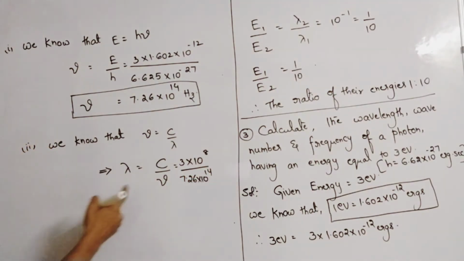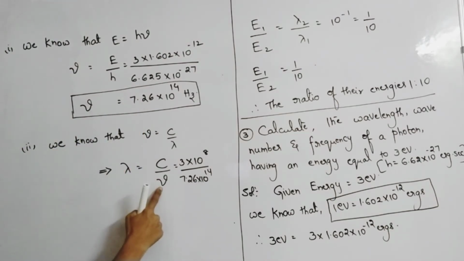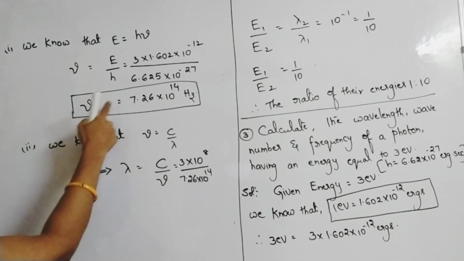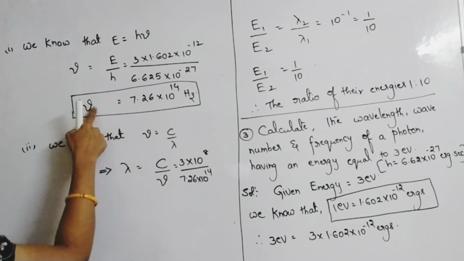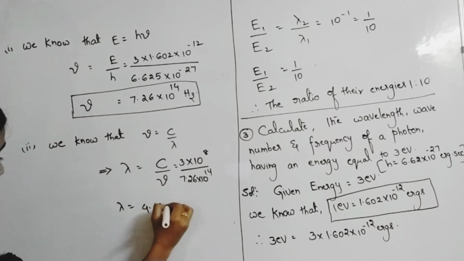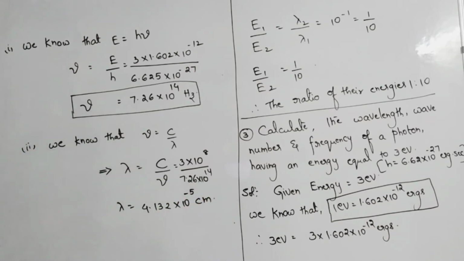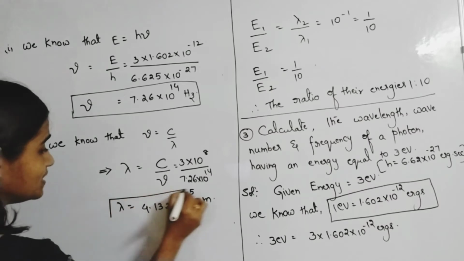That is the reason we first calculated nu. For calculating wavelength, we should find the nu value, means frequency, first. That's why instead of calculating wavelength first, I calculated frequency first. So if you simplify this value, you get lambda as 4.132 into 10 to the power of minus 5 centimeters. So lambda value we will get this one.